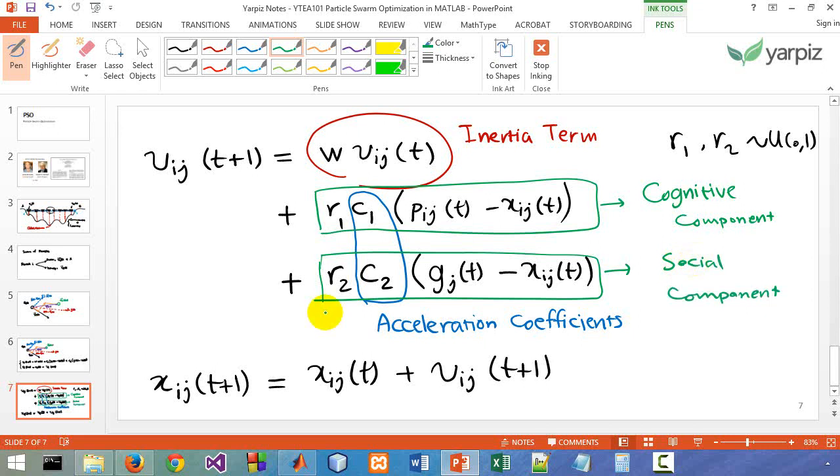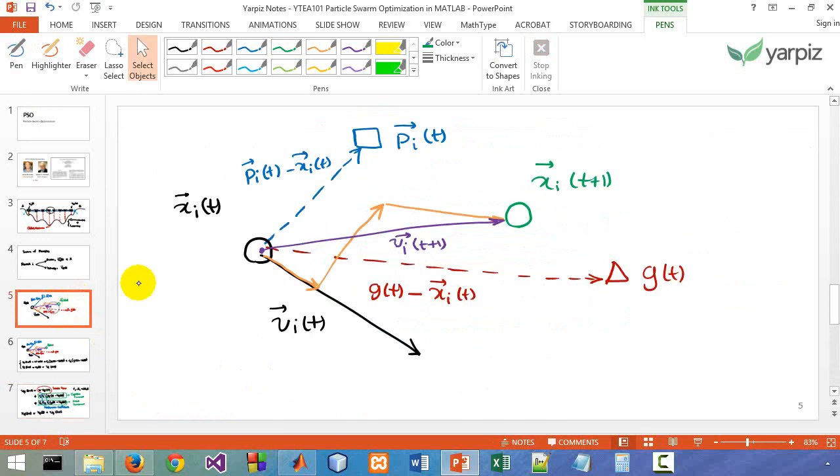And we combine these three components to create a new velocity vector. And this new velocity vector translates the position to a new position in the search space. And according to this model, this geometrical representation of the PSO, this new location is probably a better location for the particle i. Now we know how PSO works and how particles are cooperating to find the best solution for an optimization problem.